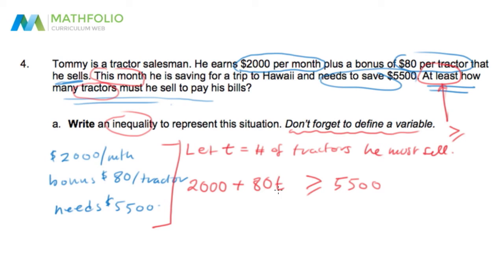So if he sells 0 tractors, 80 times 0 is going to be nothing. He's not even going to get $80 bonus. If he sells 1 tractor, he's going to get 80 times 1, $80. If he sells 10 tractors, he's going to get 80 times 10, $800 bonus. So this is the inequality to represent this situation: 2,000 plus 80t is greater than or equal to 5,500. We don't need to solve it yet, but that's in the next question.